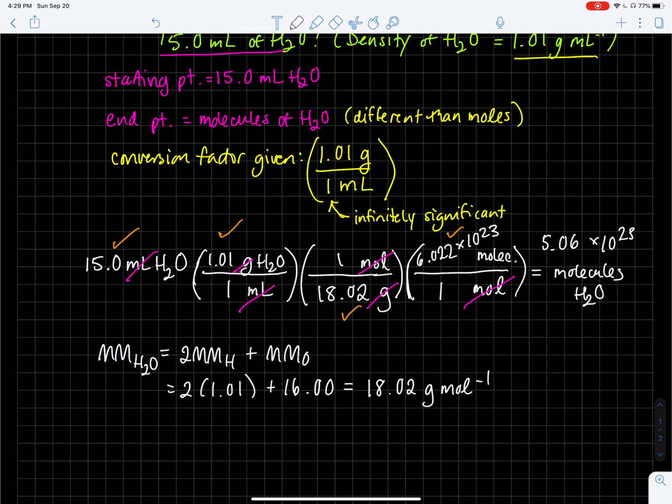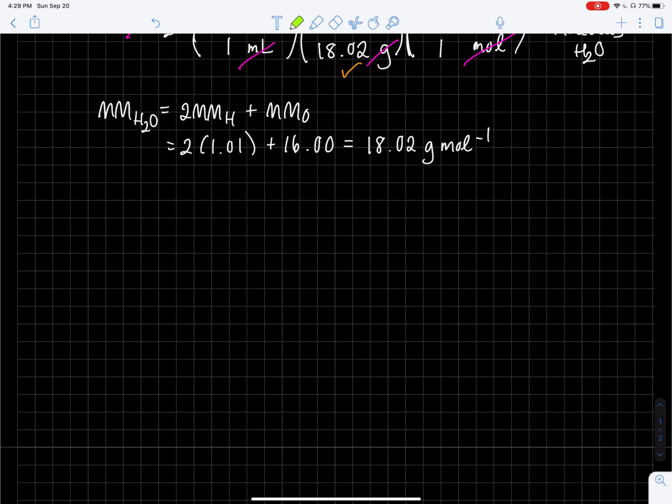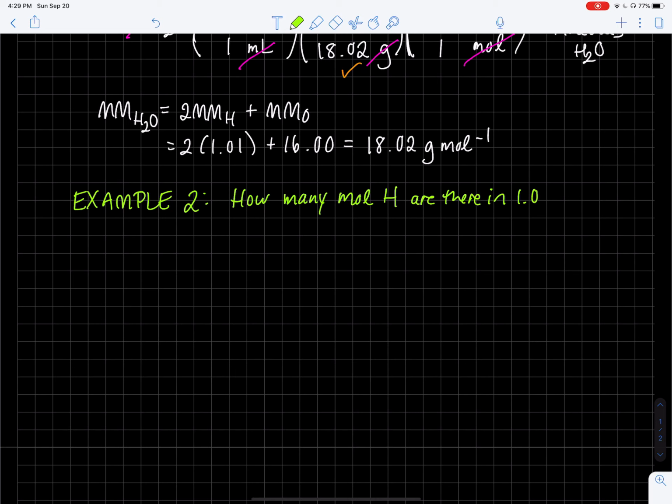All right, I want to do one more example. And this example 2 is: how many mole of H, hydrogen, are there in 1.00 liters of H2O?